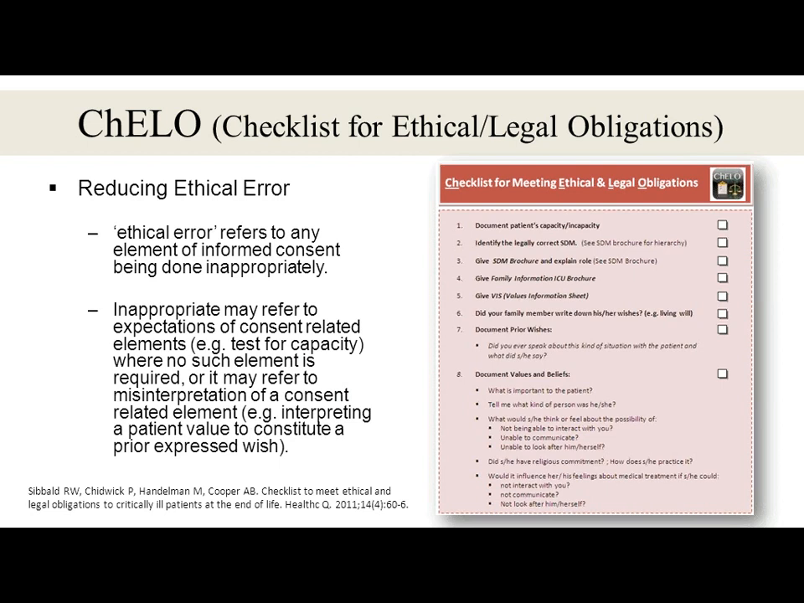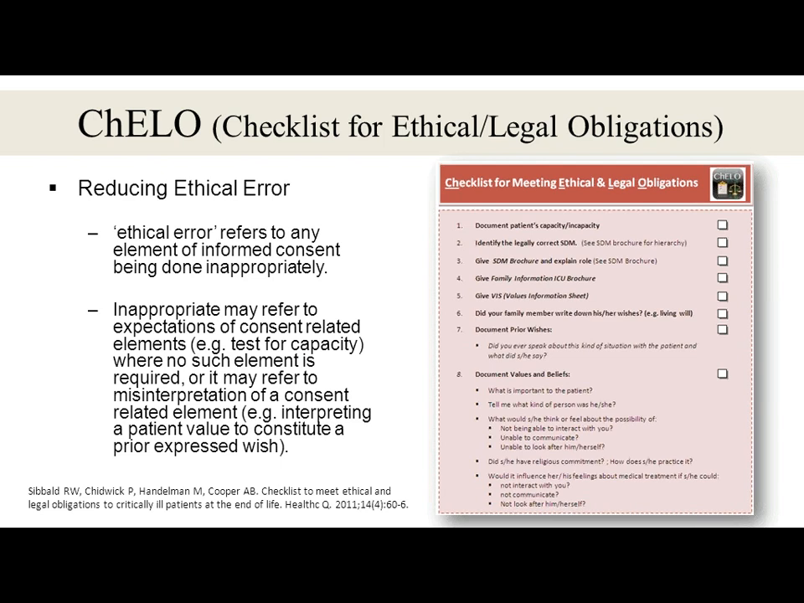It's very straightforward. It's very basic, but it's almost so basic that we forget to adhere to it at times. So over the course of a few years of research, we've found in Ontario that a whole bunch of cases that get contested at end of life, that go to the Consent and Capacity Board, for example, or go to the courts, are the result of some sort of consent-related error, where we make an error in the consent process at some step along the way. We've termed this ethical error, because otherwise we wouldn't be able to recognize it.